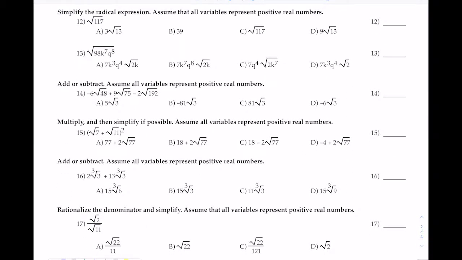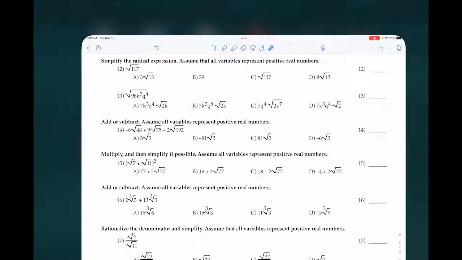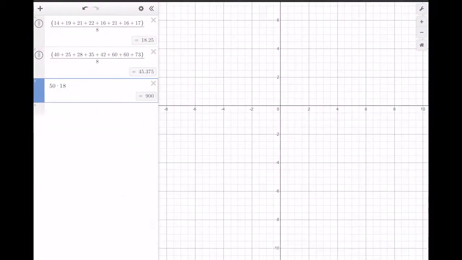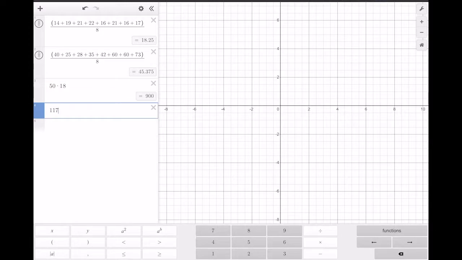In number 12, we are simplifying. So I need to break down 117. I know that 3 goes into 117 because if you add the digits, 1 plus 7, it's 9. I know 3 goes into 9, so 3 will also go into 117. So I need to figure out what that would be. So I'm going to do 117 divided by 3, and I get 39.